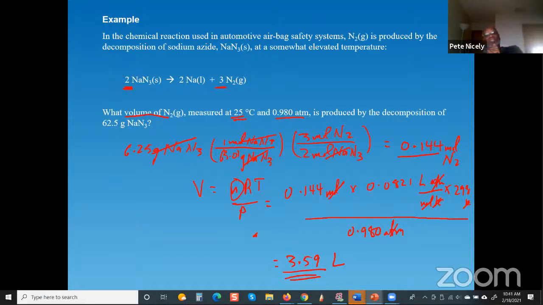So this is a typical gas stoichiometry problem. As you can see, it utilizes the whole concept of stoichiometry. That was the first part, where you're given the mass of one reactant and you find out the mass of one product. And then the next step is where you use the number of moles of the product from the previous part to find the volume using the ideal gas equation. All right? Okay, any questions about this example?